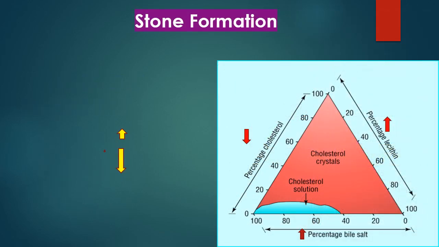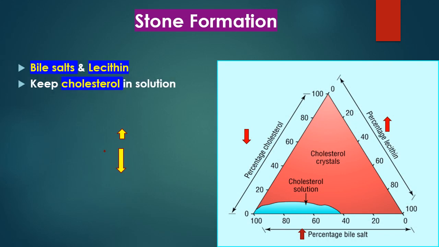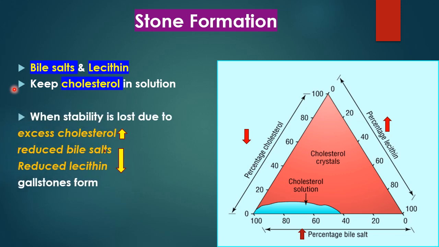Okay, now we come to the formation of stones. Bile salt and lecithin are very important to keep cholesterol in solution. When the stability between these three elements is lost, there may be excessive cholesterol or a reduction in the bile acids and reduced lecithin. So when the stability is lost between these three components, gallstones tend to form.